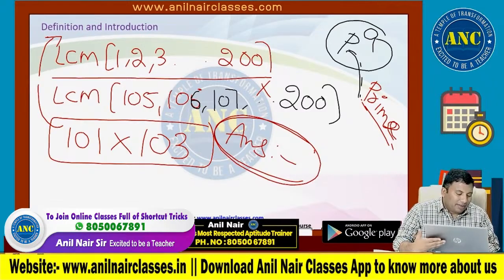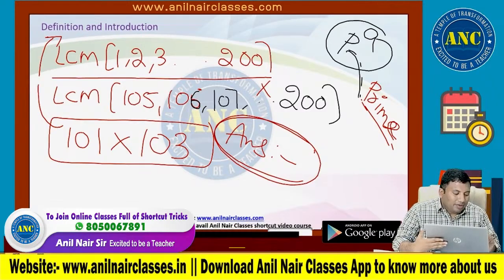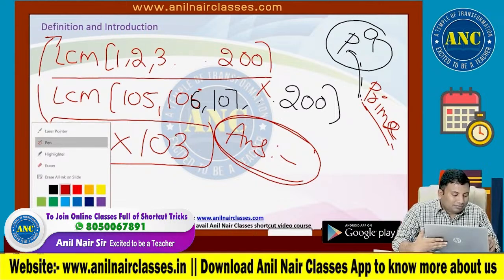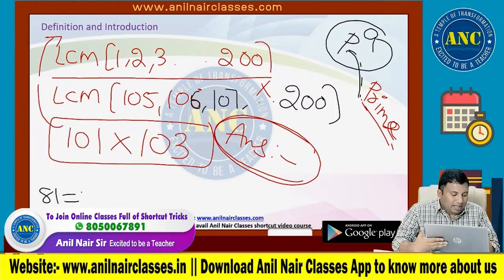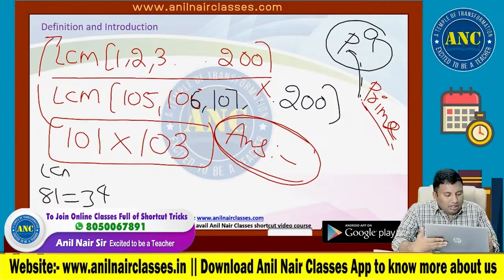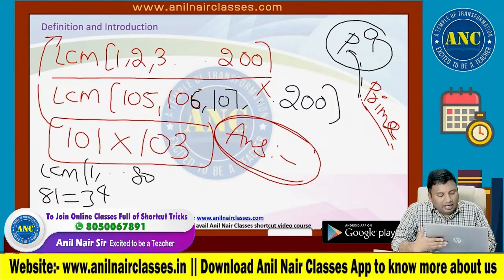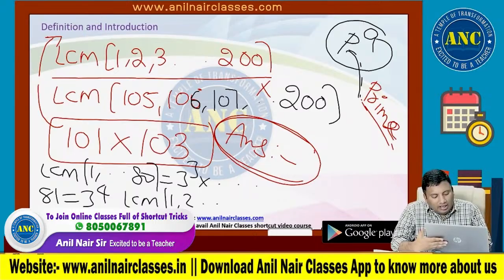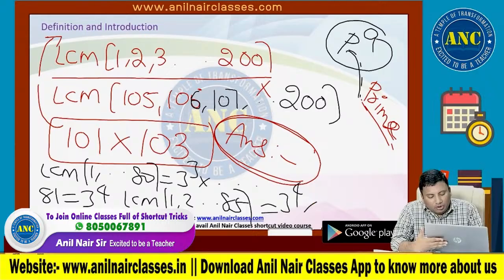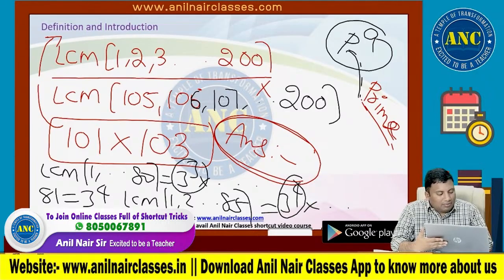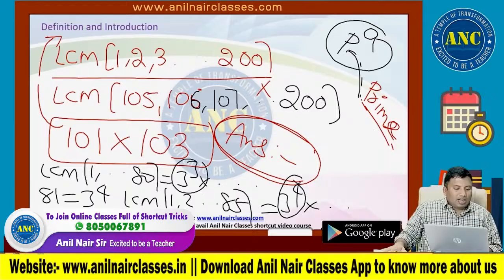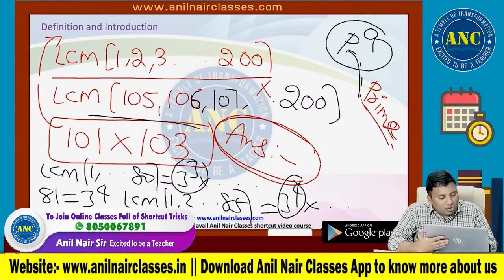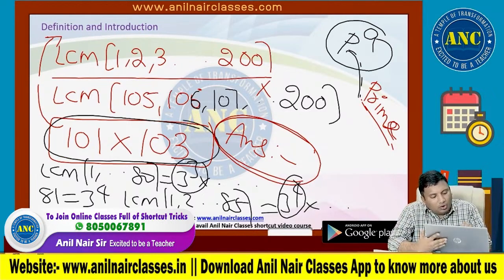Here, Shiva, what can I tell you? 81 is 3 power 4. LCM of 1 till 80 will give you 3 cube into something. LCM of 1 till 85 is 3 power 4 into something. An extra 3 will come. Answer for this question is 101 into 103.